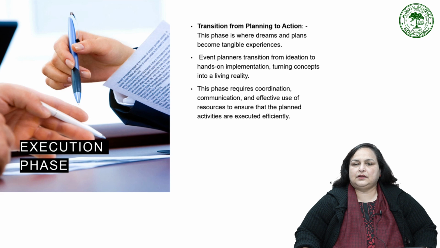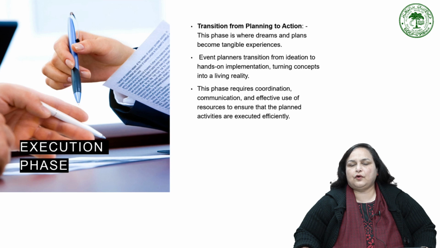Execution phase. The execution phase is not without its challenges, and the ability to adapt and implement contingency plans is crucial. Unforeseen circumstances, such as technical glitches or last-minute changes, require event organizers to be agile and responsive. Having contingency plans embedded in the administrative instructions allows for quick decision-making and problem resolution, safeguarding the overall success of the event.